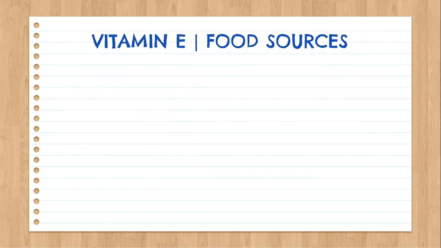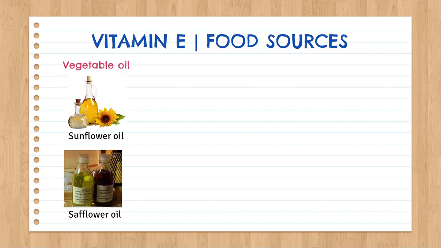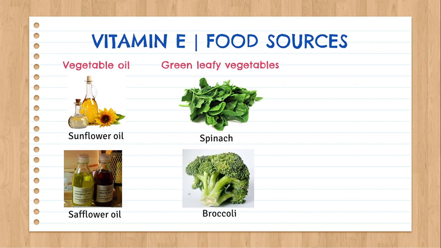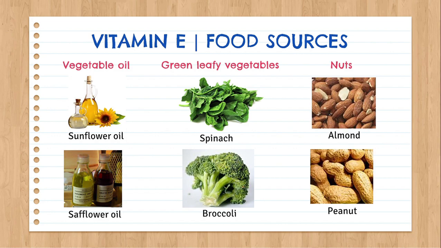Let's see what kinds of foods are rich in vitamin E. The first one is vegetable oils such as sunflower oil and safflower oil. Also, we can get vitamin E from green leafy vegetables such as spinach and broccoli. Another food which is rich in vitamin E is nuts such as almonds and peanuts.